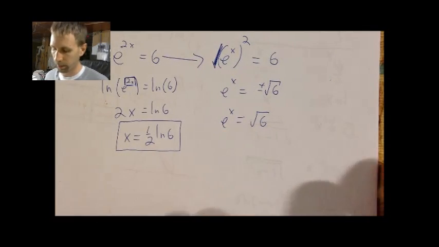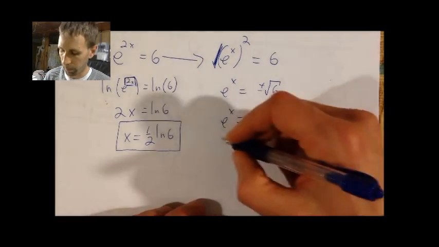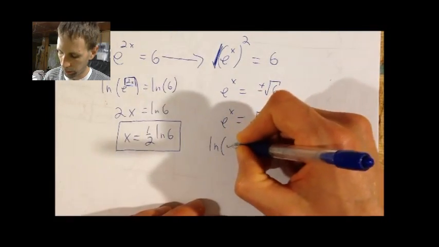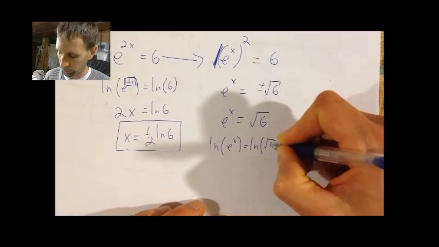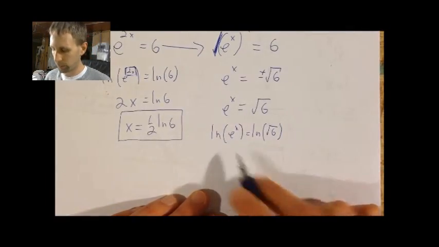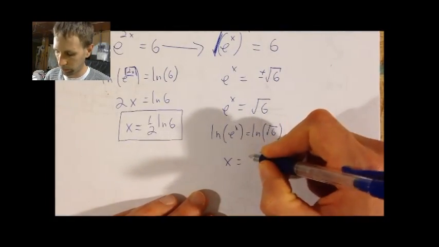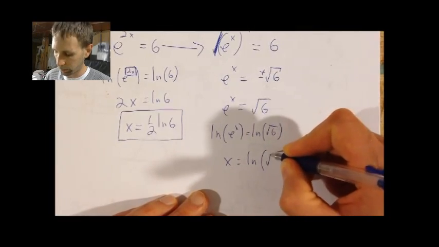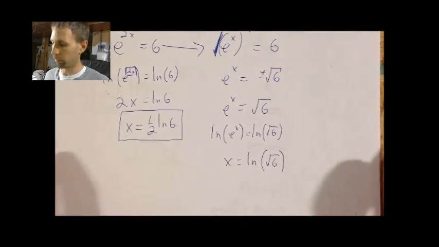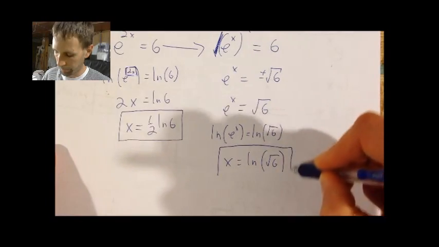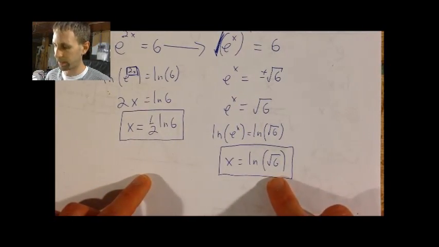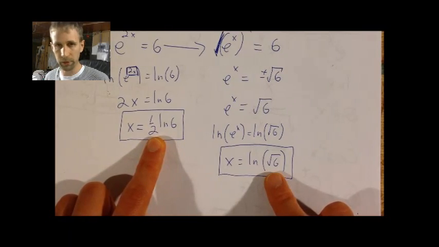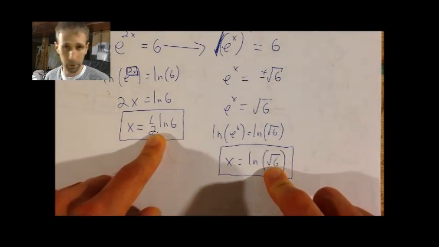So you would take log base e, the natural log, of both sides: ln of e to the x equals ln of radical 6, and they undo each other, and you just get x equals the natural log of the square root of 6. And they look to be different answers, but they're not, because if you remember, there are properties of logs which can convert these types of expressions into these types of expressions, and I'm going to go over that right now.